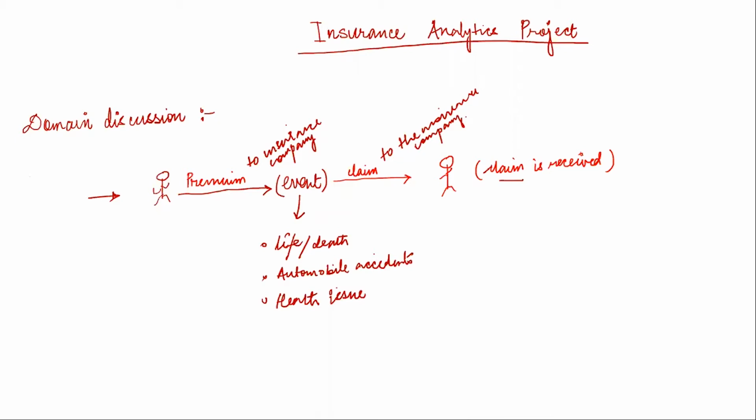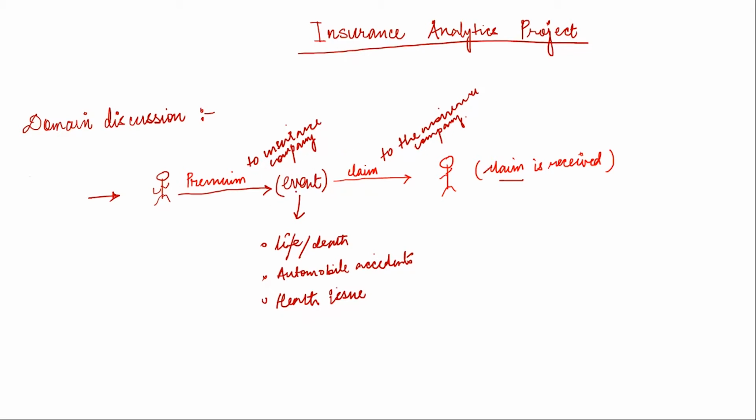Okay, so we'll start by doing a quick round of domain discussion. So what happens in insurance? I'm sure everybody knows what insurance actually is as a product, but let's have a look at the basics first. A customer comes along, the customer decides to take an insurance product. What happens over here is that the customer is going to pay a premium to the insurance company, and then this will continue whenever there's an event.